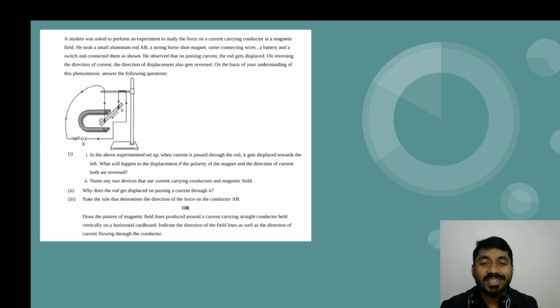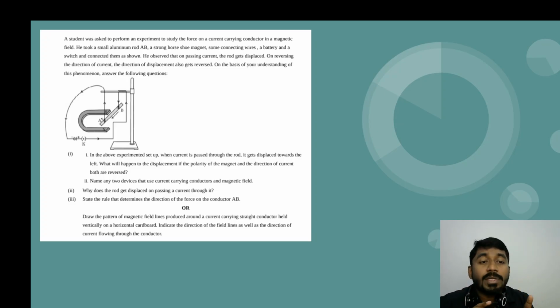Now this question is a very important question. You have seen this question regularly or repeatedly in most of the sample papers. The first paragraph says a student is performing an experiment like this. In the above experiment setup, when a current is passed through the rod, it gets displaced towards the left. Of course, the current carrying conductor is placed inside a horseshoe magnet, and there is a magnetic field inside the horseshoe magnet. The current carrying conductor also produces a magnetic field. When these two magnetic fields interact with each other, definitely this current carrying conductor will experience a force. So here the deflection is towards the left.